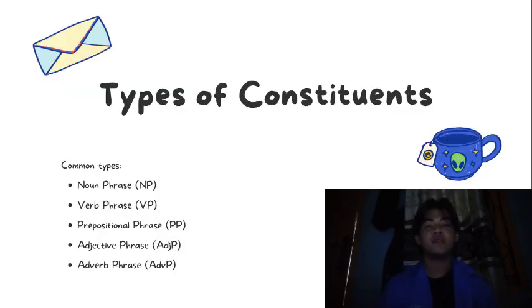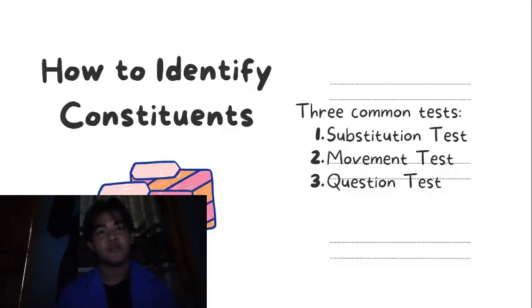In syntax, constituents are usually categorized into phrases. The most common are NP, VP, prepositional phrase or PP, adjective phrase, and adverb phrase. Each type has a head word. For example, the head of a noun phrase is a noun. To identify which words form a constituent, we use constituency tests. The most common tests are the substitution test, movement test, and question test. These tests help us check whether a group of words acts as a unit.